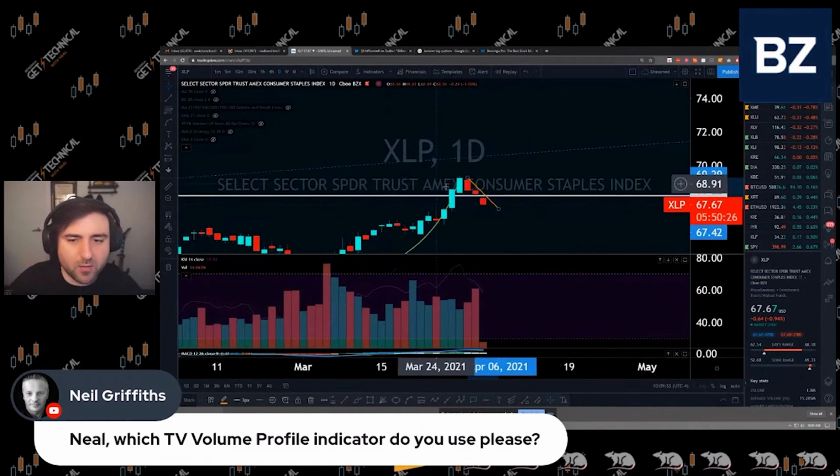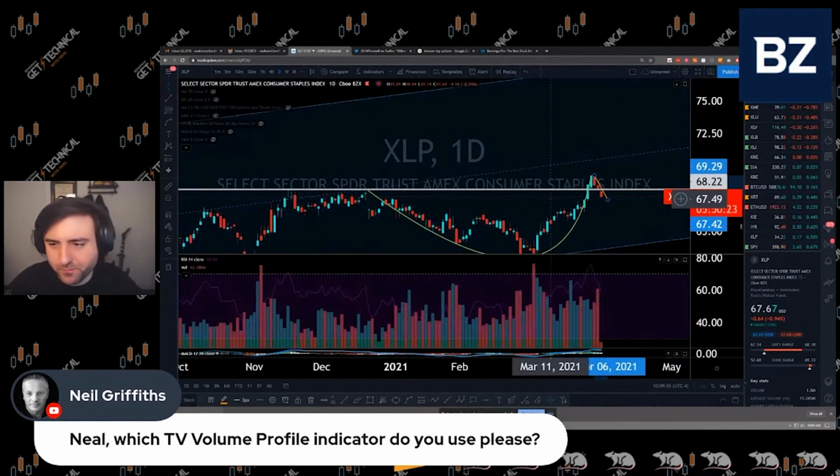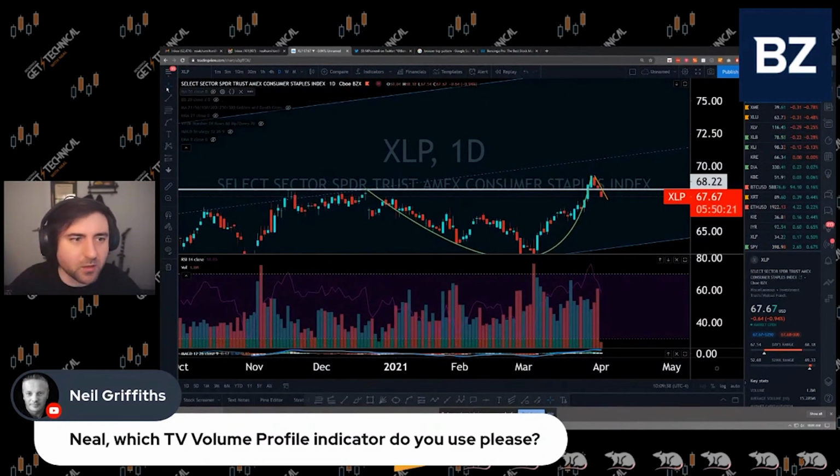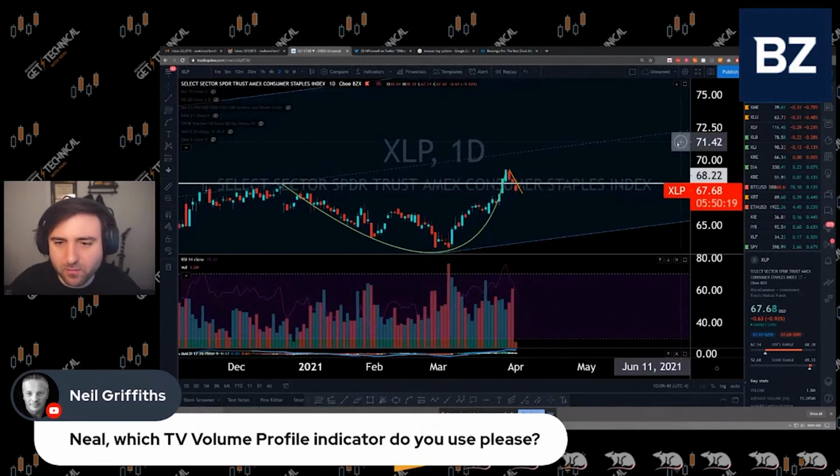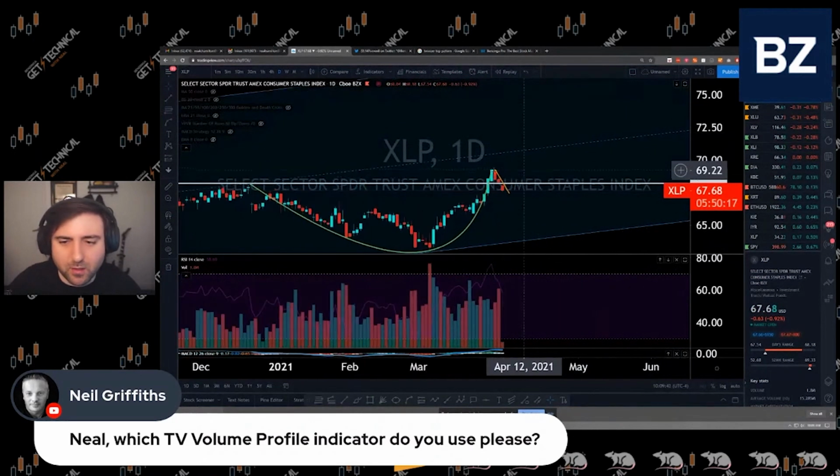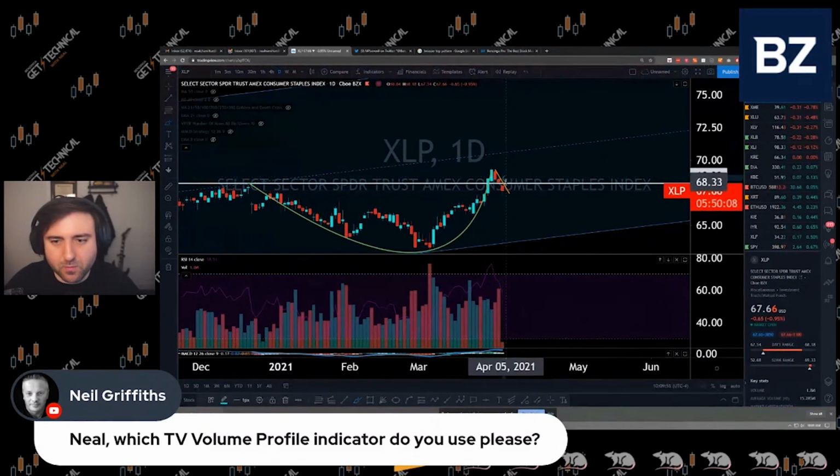Yeah, little cup with handle action. Cup with handles are extremely abundant. I think they're the most common pattern, period. I should really know whether they are or not, but I'm not a nerd. So we want a break above this handle here.